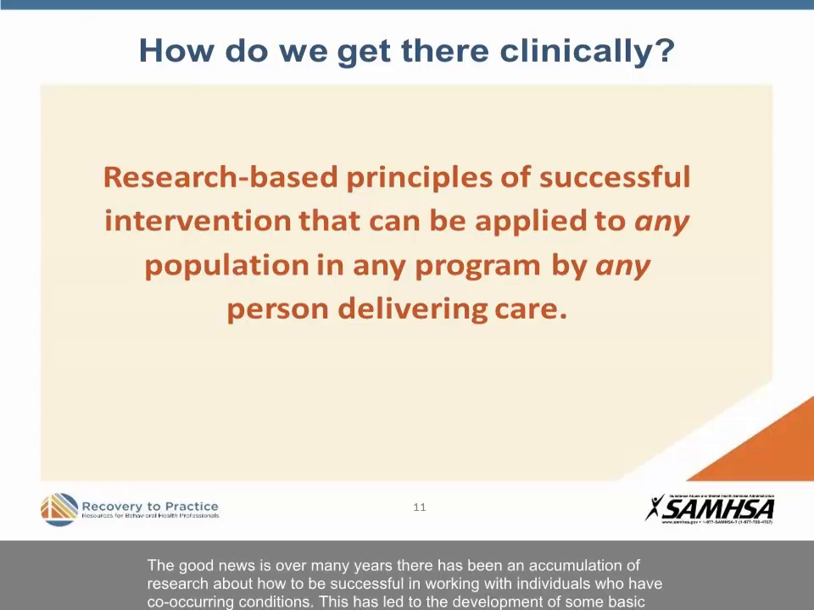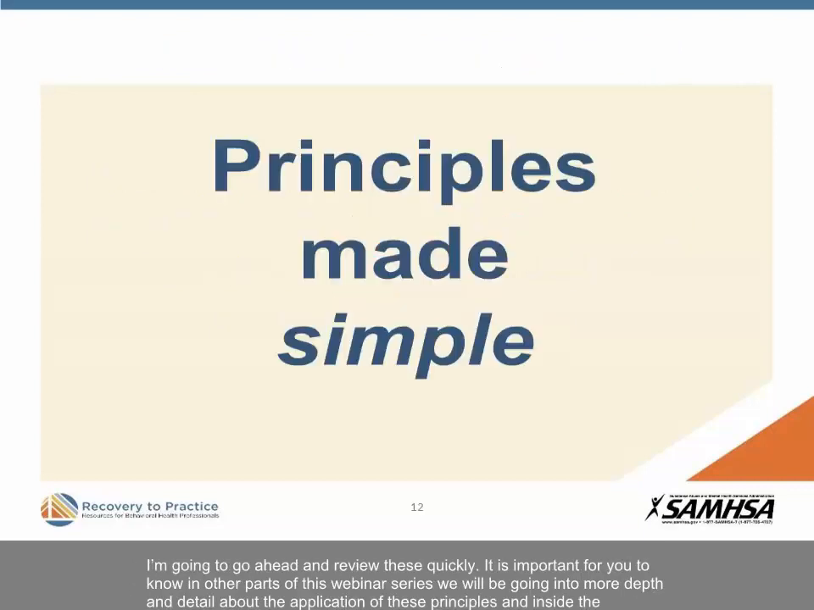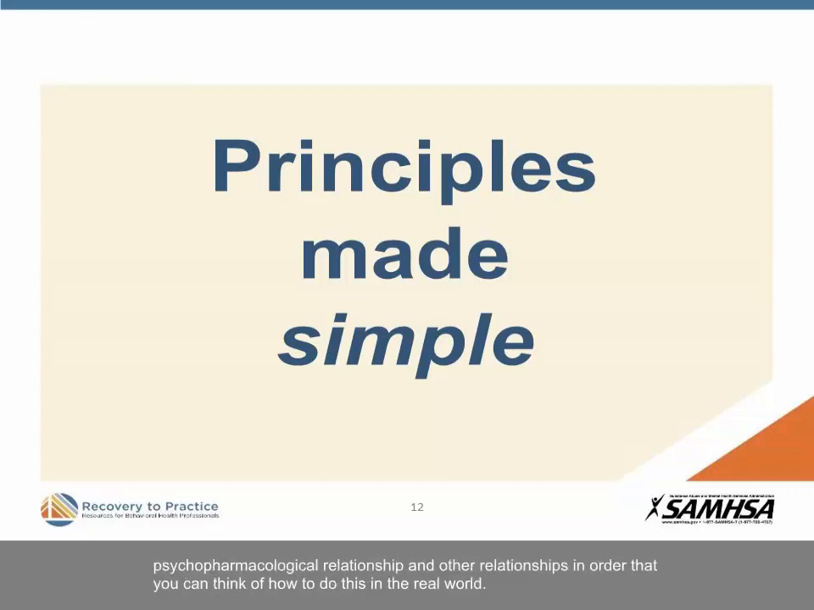So the good news is that over many years, there's been an accumulation of research about how to be successful in working with individuals who have co-occurring conditions. And this has led to the development of some basic principles of success that are associated with specific intervention strategies that can be applied in any population, in any program, including by people who prescribe. And I'm going to go ahead and review these quickly right now, but it's important for you to know that in other parts of this webinar series, we will be going into more depth and detail about the application of these principles inside the psychopharmacologic relationship and other relationships in order that you can think about how to do this in the real world. And we are going to be using a particular story, the story of Nick M., as a way of illustrating that application.